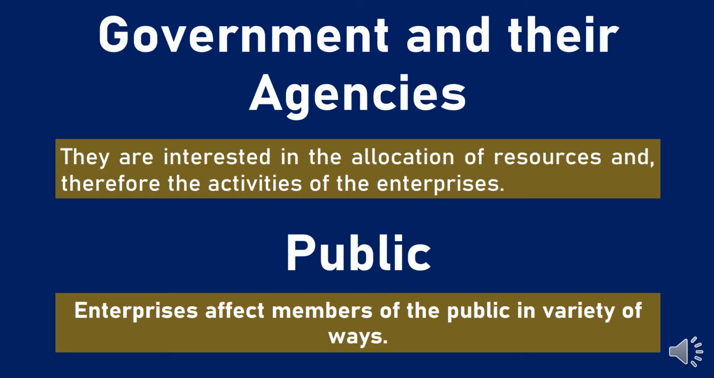government and their agencies. So they are interested in the allocation of resources and therefore the activities of the enterprises. So they also require information in order to regulate the activities of the enterprises, determine taxation policies, and serve as the basis for national income and similar statistics. So the best example for the government and their agencies is the BIR, Bureau of Internal Revenue. So they do ask for the accounting information about a particular business, pati sa mga tao na employed, private or government, kasi tax na tinatax yon yung income na yon.